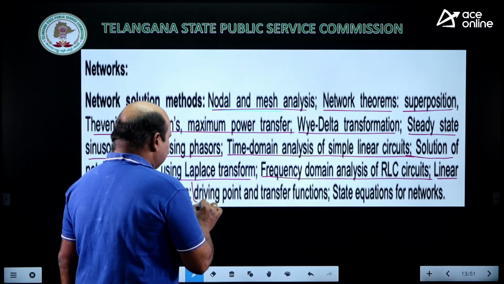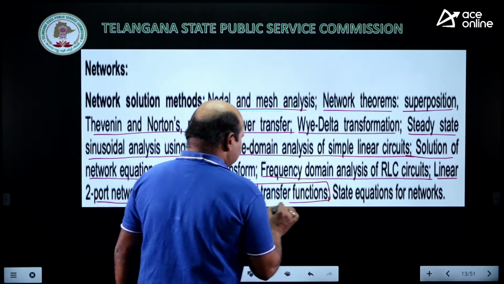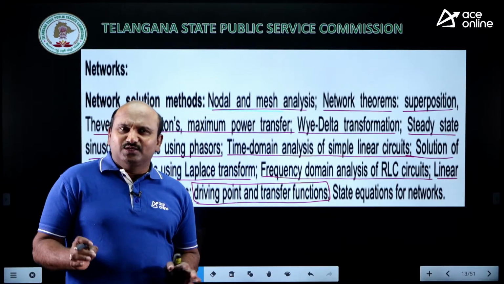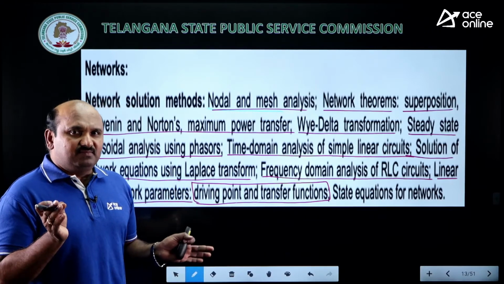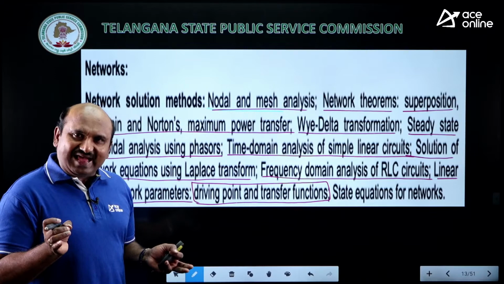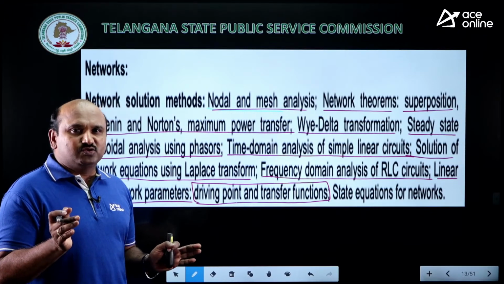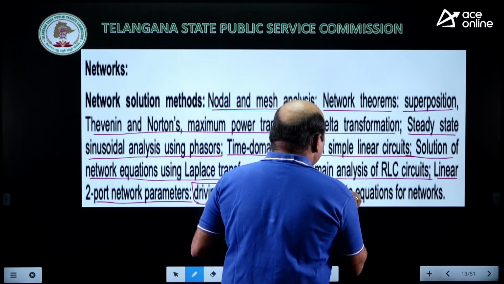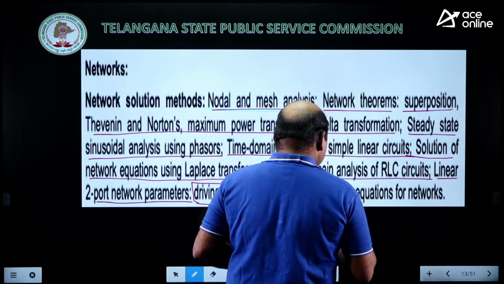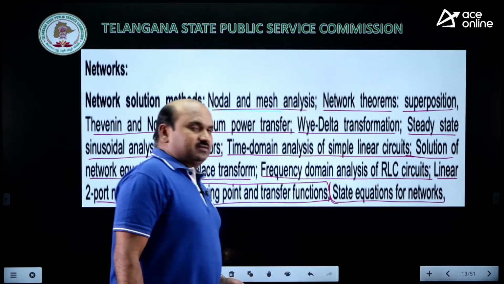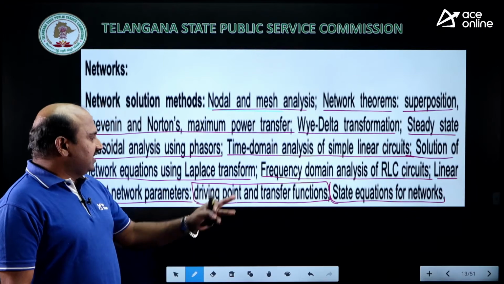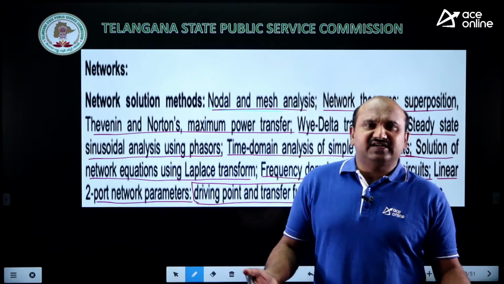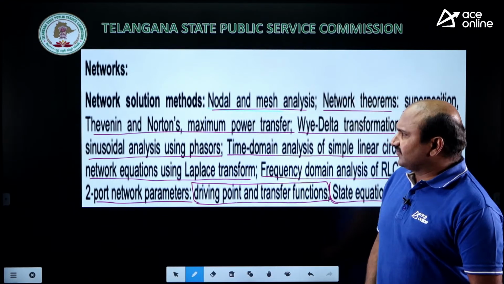And this is very important here. Today I am going to lead with driving point and transfer functions. This topic usually, so many students, you may have some doubts under this topic. Today I will provide the detailed solution regarding the driving point and transfer functions. State equations for the network, you may get it in the control systems subject. Driving point and transfer functions. This topic will be under network functions.